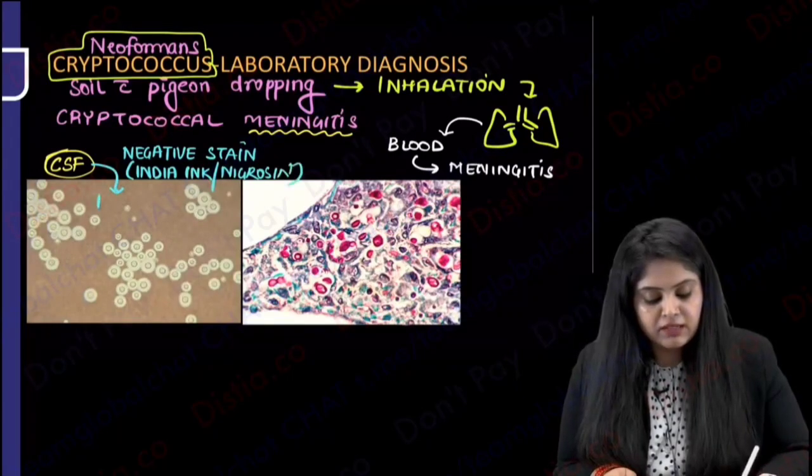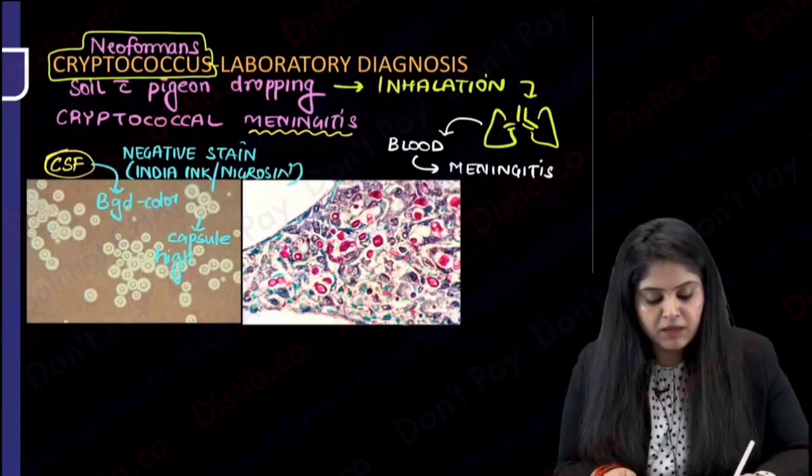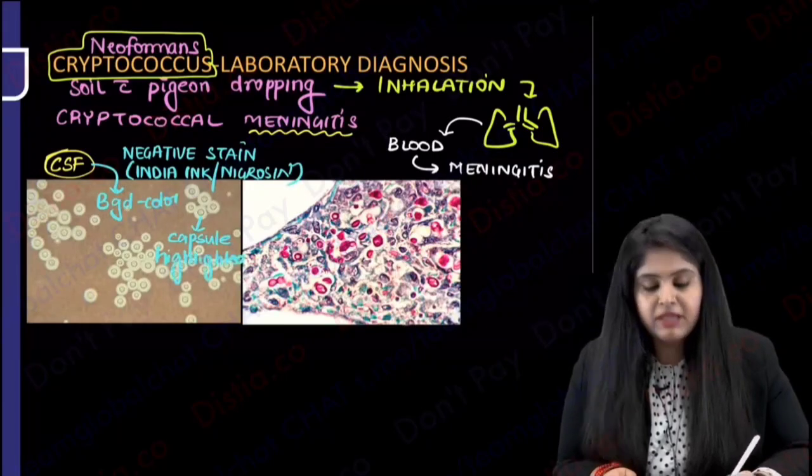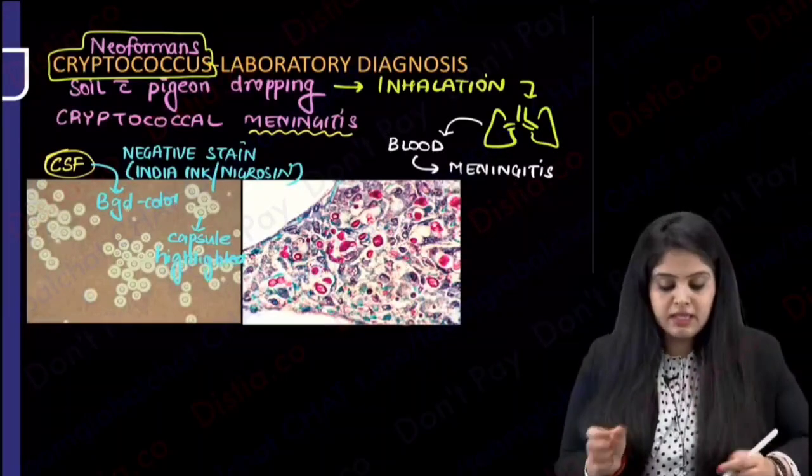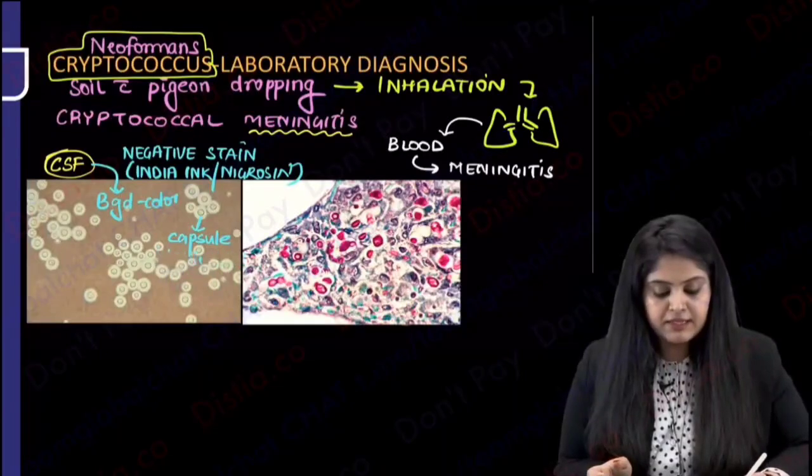So you can see that the background has got the color and the capsule is unstained. The capsule has been highlighted. The capsule will not pick up the color, so the capsule will be shining. If the background has a color, the capsule will come out as highlighted. Okay.